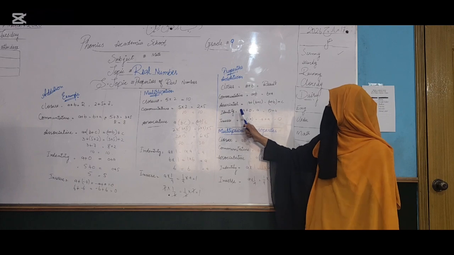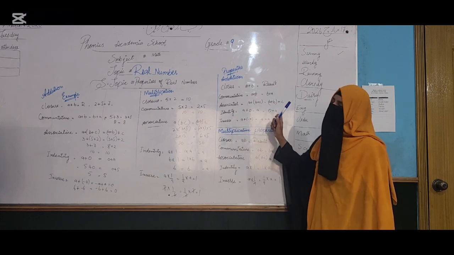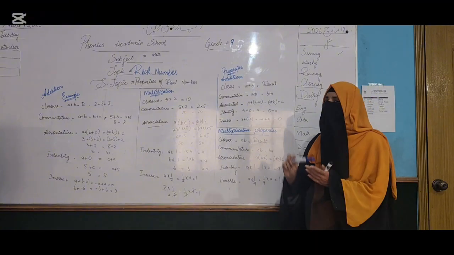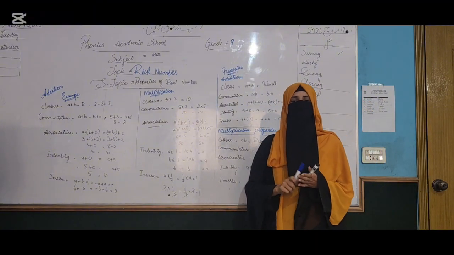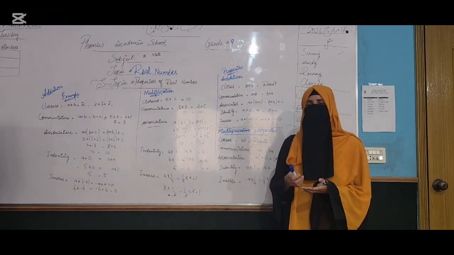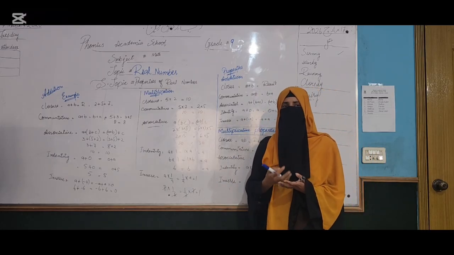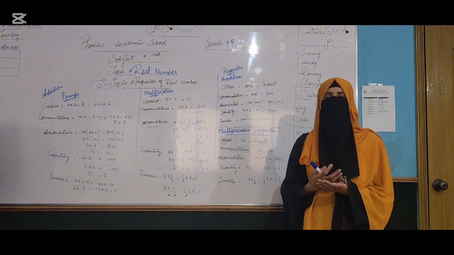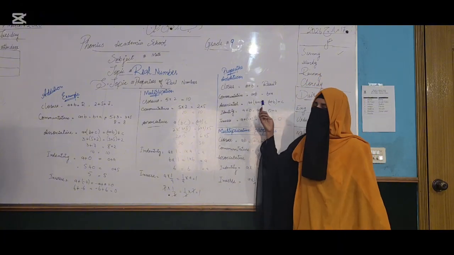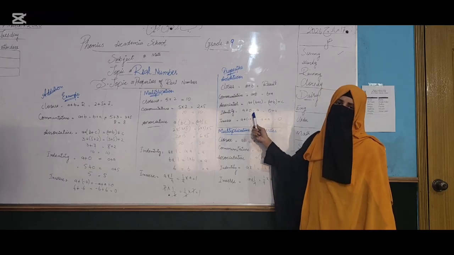Then identity: a plus 0 is equal to a, or 0 plus a is equal to a. When you have the identity property, you add 0 to the value of a. For example, 5 plus 0: a is equal to 5, and when you add 0 to 5, the value is equal to 5. So a plus 0, and 0 plus a, is also equal to a.